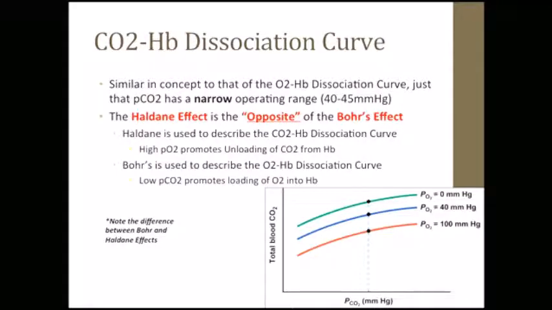So high PO2 promotes the unloading of CO2 from hemoglobin, and low PCO2 promotes the loading of O2 into hemoglobin. So this, for example, is in the lung. When in the lung, you have a high PO2, therefore CO2 is easily unloaded. And in the lung, you have a low PCO2, and therefore you have increased loading of O2 into hemoglobin. So it's just to get your definitions right: Haldane is used to describe the loading and unloading of CO2. Bohr is used to describe that of oxygen. Okay? It is not truly an opposite.